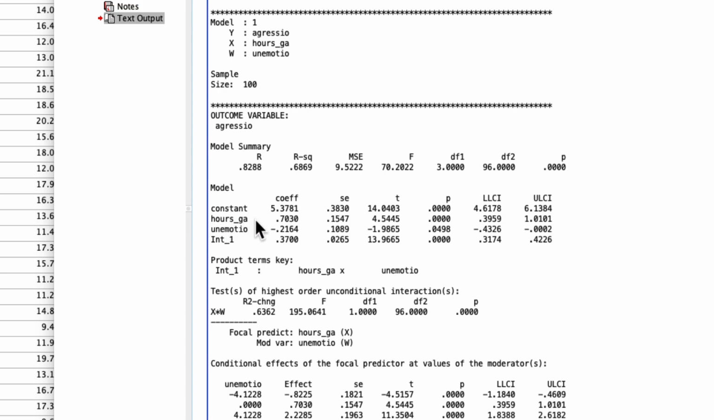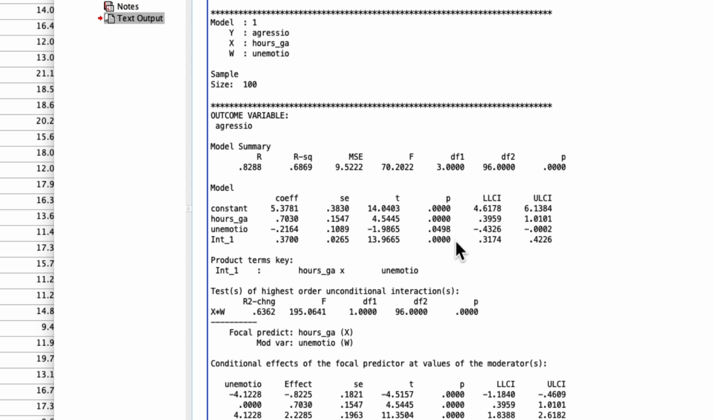So for the hours spent gaming, we can find our beta coefficient, and for our unemotional traits, we can also find this. This is tested with a t-test, and we also see the confidence intervals for this one. And finally, we also see the interaction term. So is there a different effect for different levels of the moderator? That's essentially tested here.